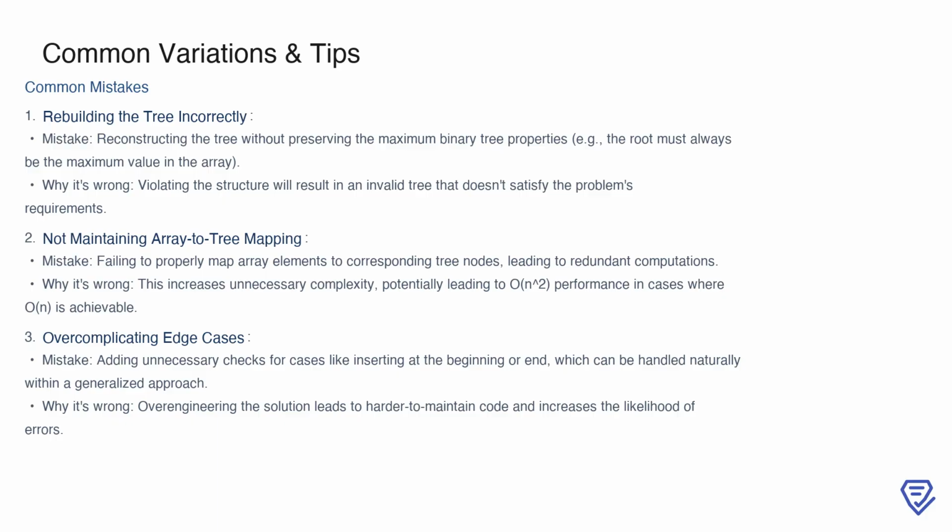Lastly, overcomplicating edge cases is a mistake too. Situations like inserting at the beginning or the end of the tree can be handled naturally within a generalized approach. Adding unnecessary checks often leads to harder to maintain code and increases the likelihood of introducing errors. Simplifying your logic where possible is key to writing robust solutions.